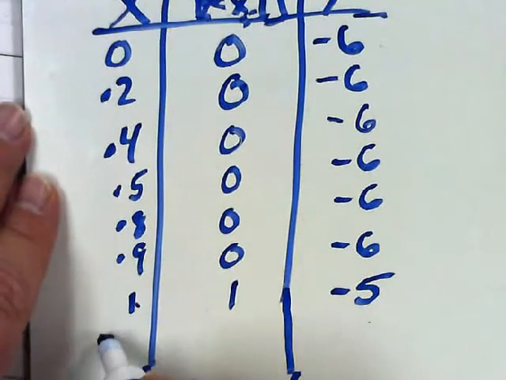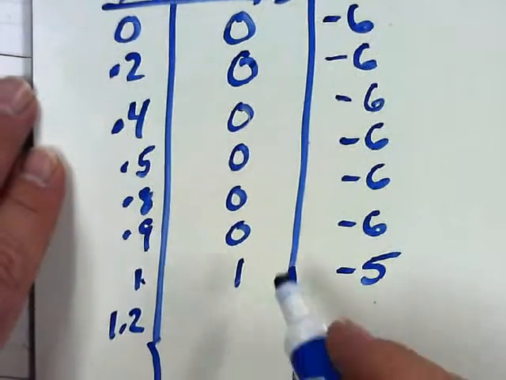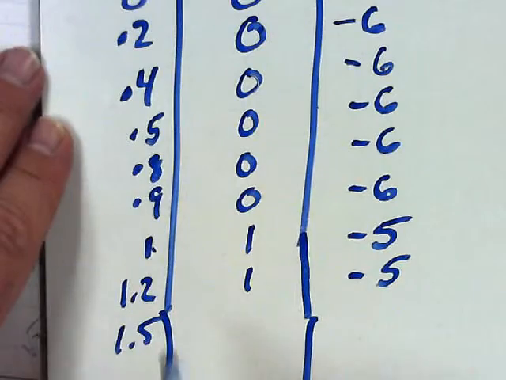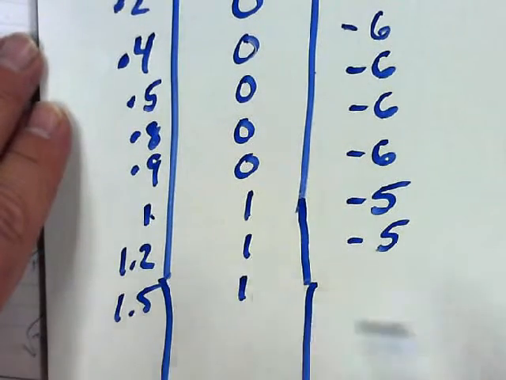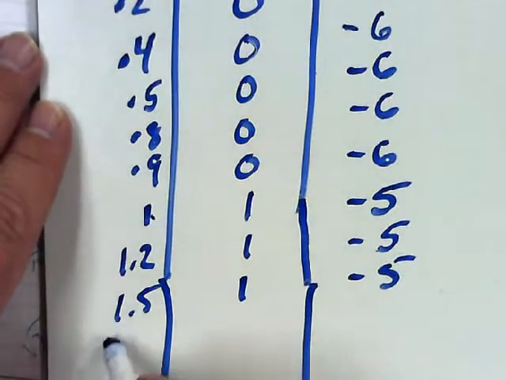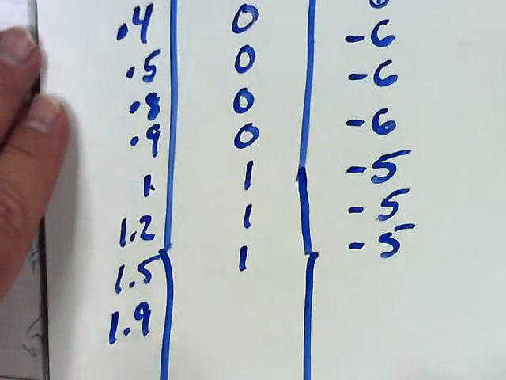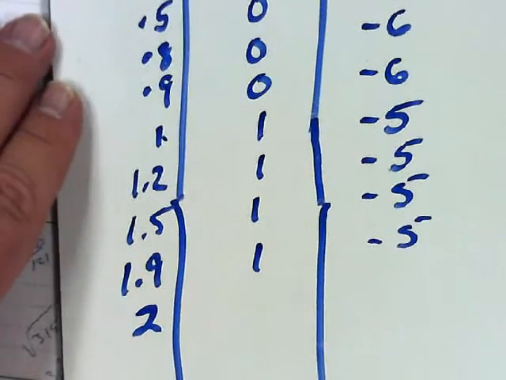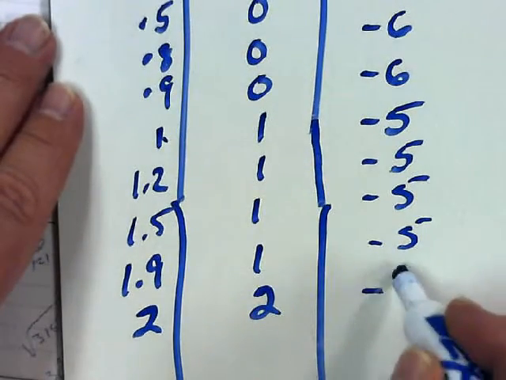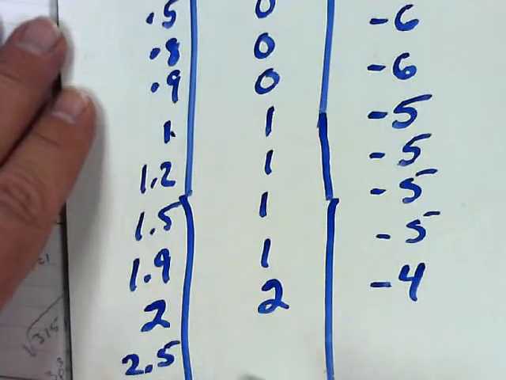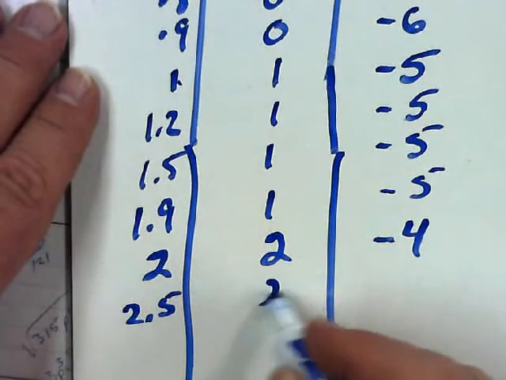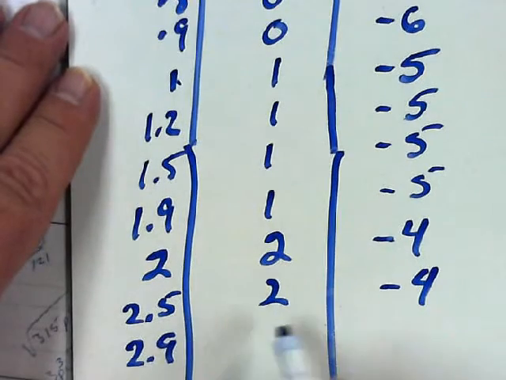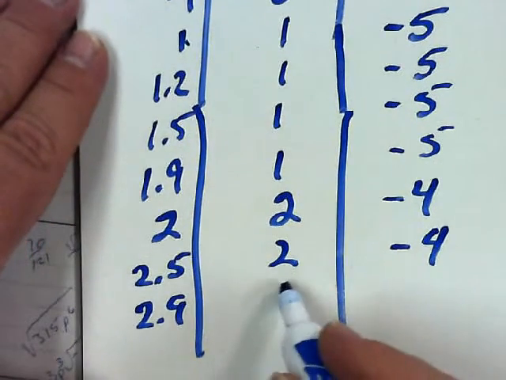1.2. Negative 5. 1.5. 1.9. 2. 2.5. 2.9. Okay?